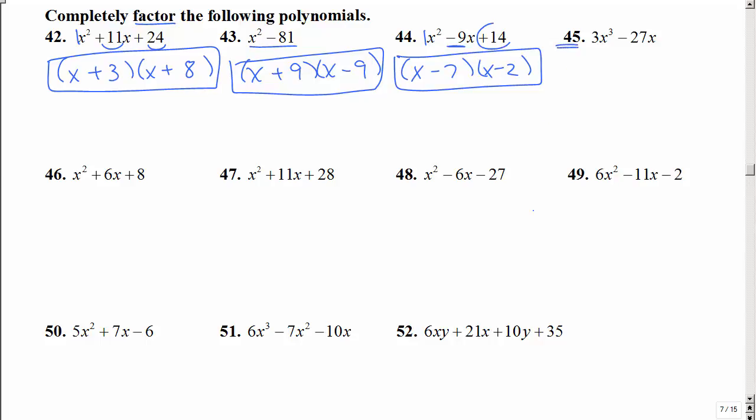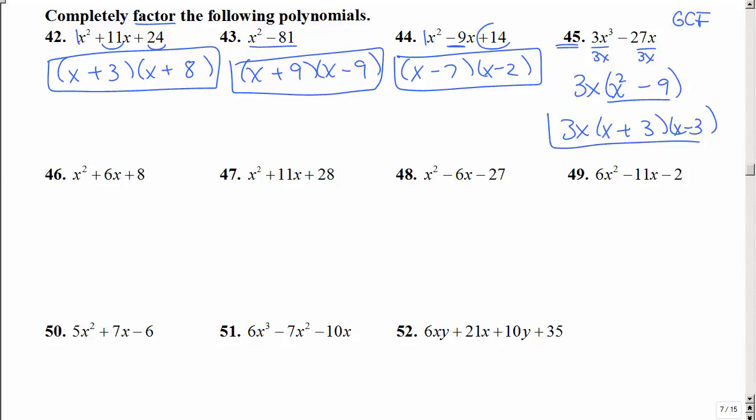Now number 45, whoa, that's not anything like the first three. I've got to look for that GCF. What do they both have in common? They both have a 3x. So if I divide both by 3x, that's going to leave me x squared minus 9. But that's the difference of two squares. So I should know that x plus 3 times x minus 3. But don't forget that GCF.